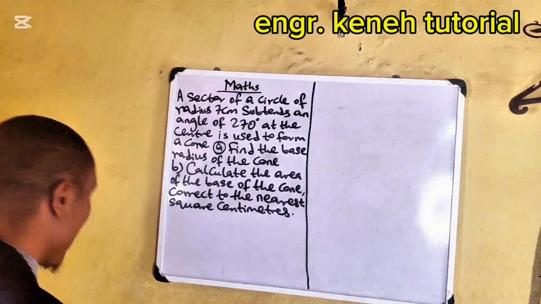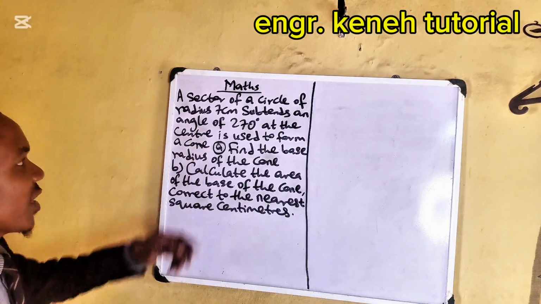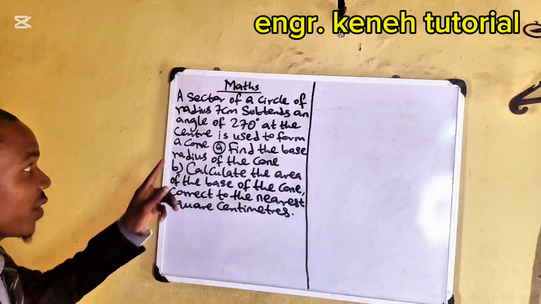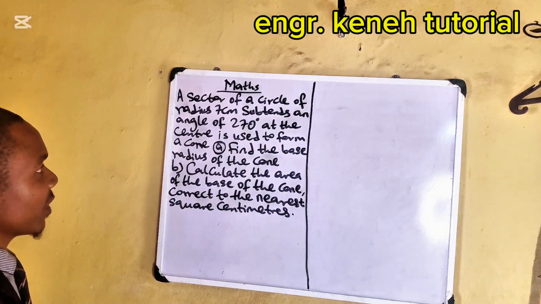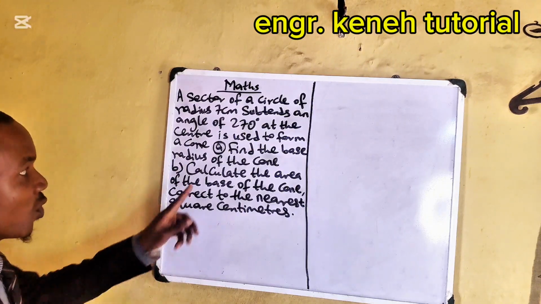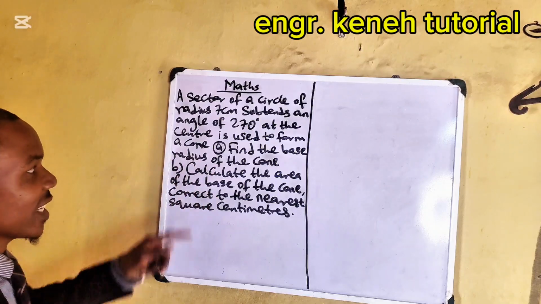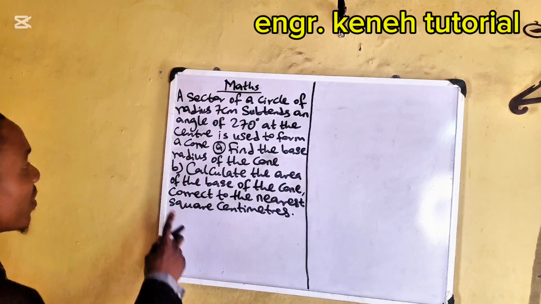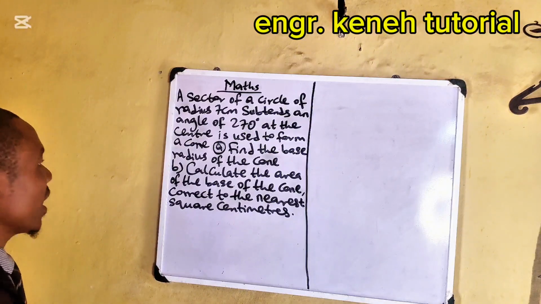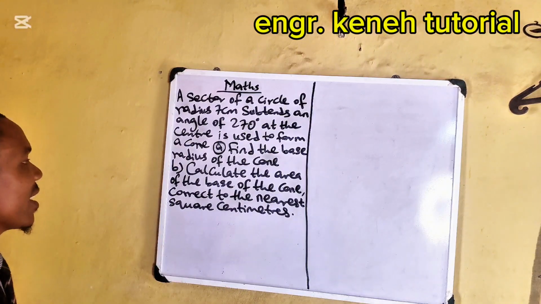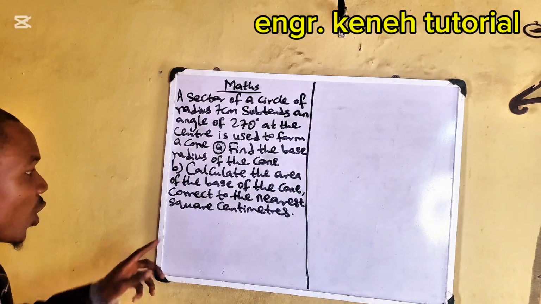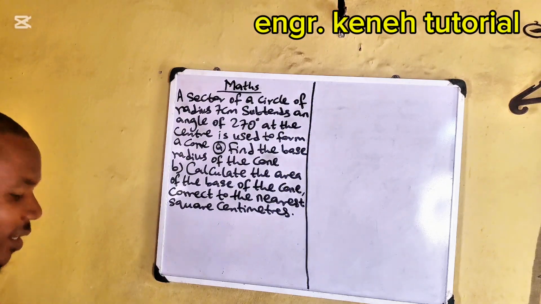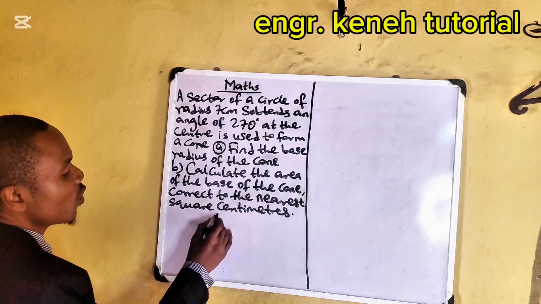Let's go. All right. The question says a sector of a circle of radius 7 cm subtends an angle of 270 degrees at the center is used to form a cone. Number A, find the base radius of the cone. And number B, calculate the area of the base of the cone correct to the nearest square centimeters. All right, we have a solution like this.